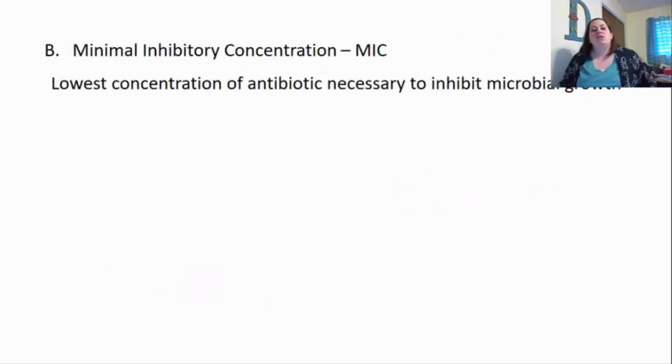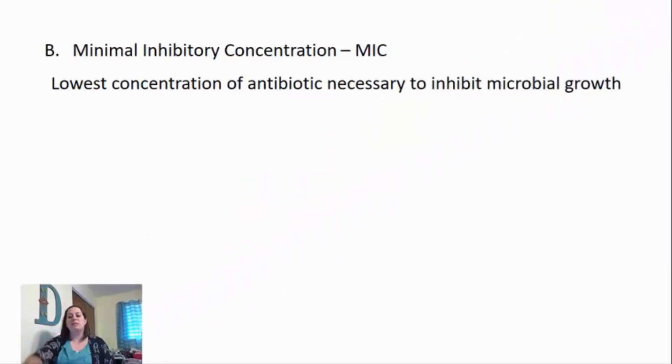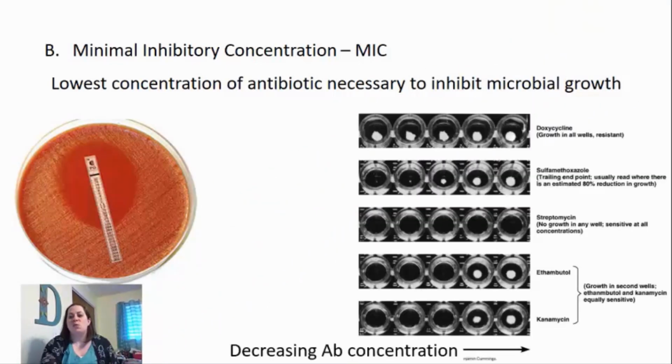This also allows us to look at the minimal inhibitory concentration, or the MIC. This is the lowest concentration of an antibiotic that's necessary to inhibit its growth. All right, so we don't want less than this, but we also don't want a high level above this because it could become toxic. So when we look here, we can look at the concentrations of the antibiotics.